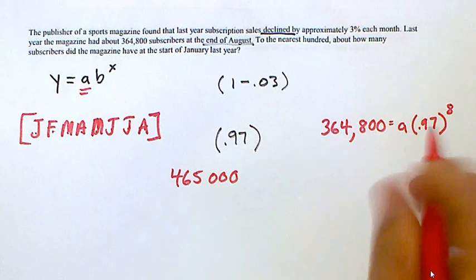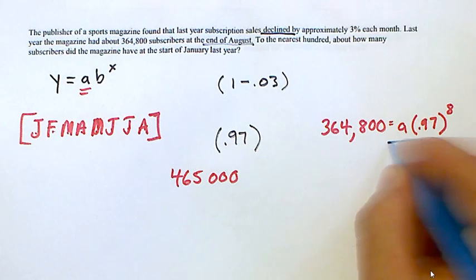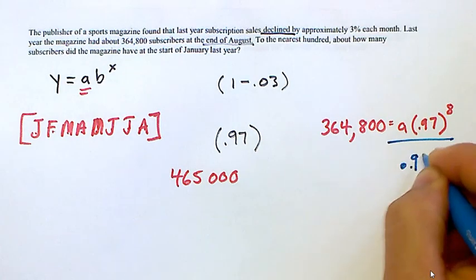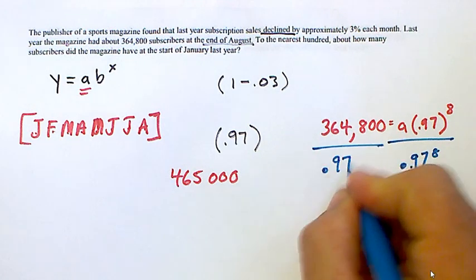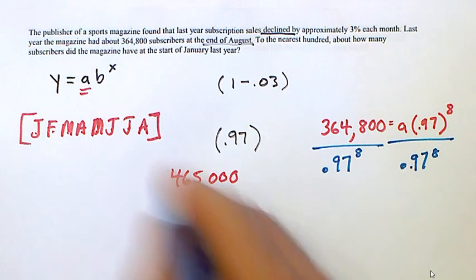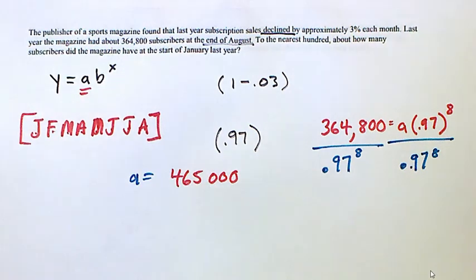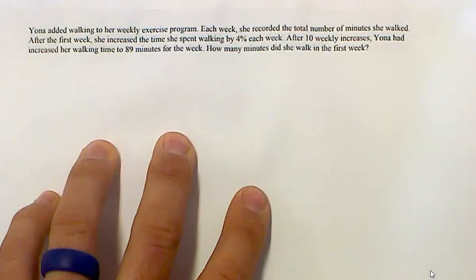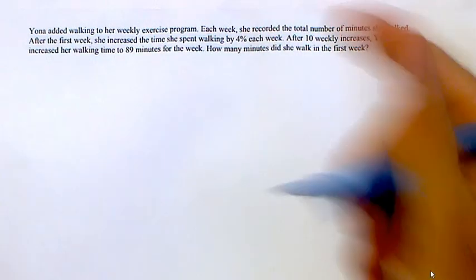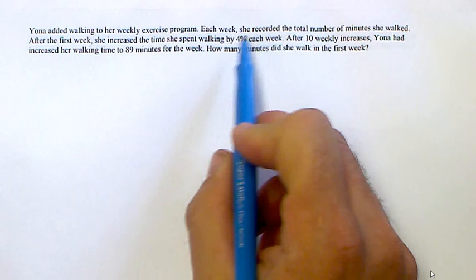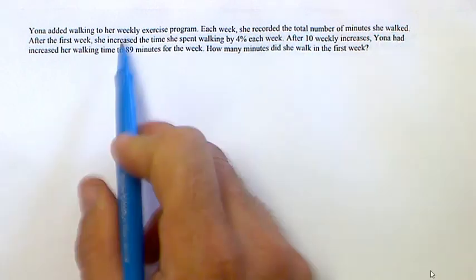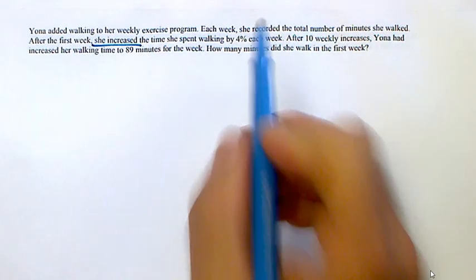This is one where you're working back in time. This is a situation where you're actually going to divide both sides by 0.97 to the 8th, just trying to get A by itself here. A lot of this has to deal with time, the growth or decay. Here you have another one. She recorded her total when she walked. You have the increase. You have the percent.